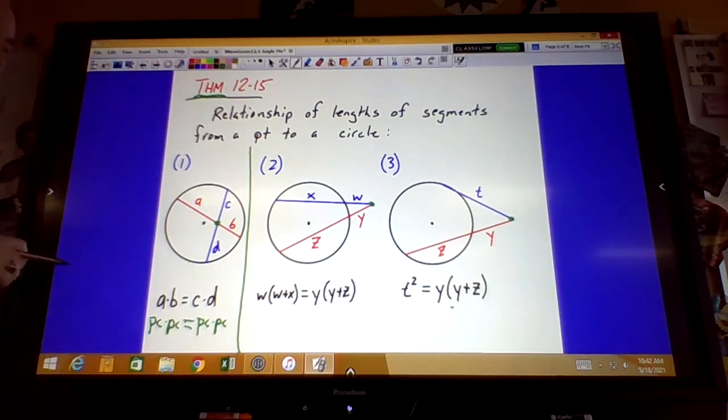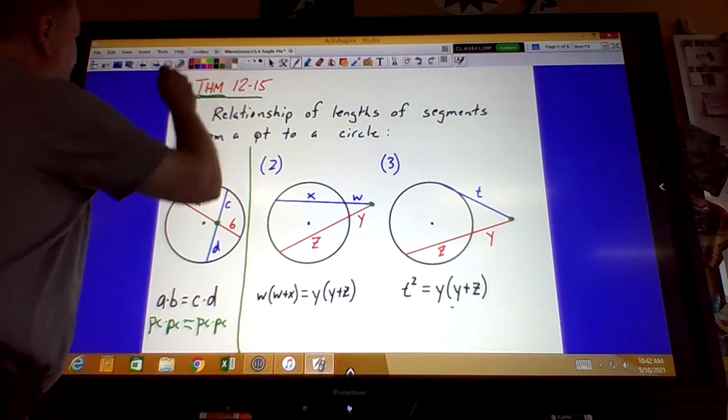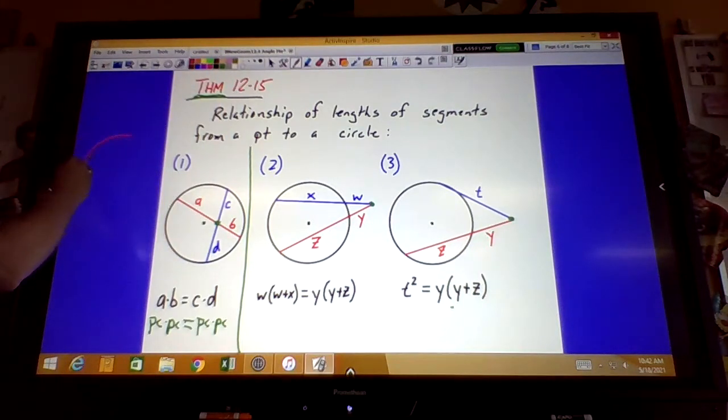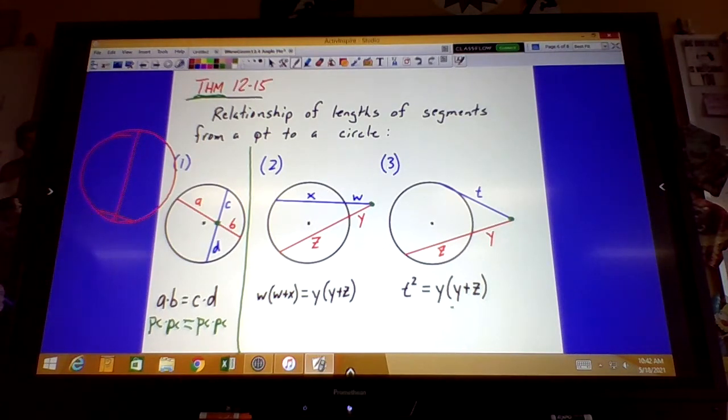Now, this is the example I like to show students that sometimes blows their mind. Say I have a circle, and I make one of the chords really long, like all the way across, and then I make the other chord really short. Does this still work on this? Absolutely.